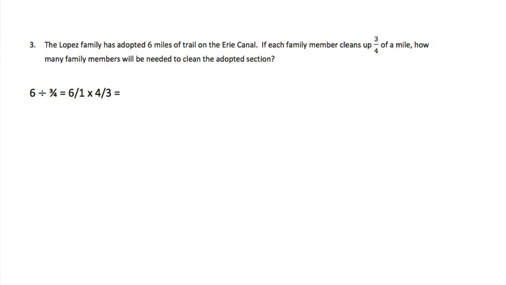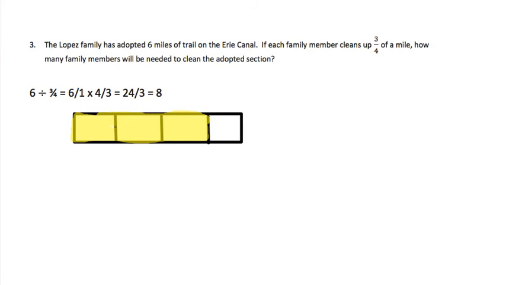We'll show it mathematically following the division rules first, and then we'll model it. 6 divided by 3/4 can be changed to the multiplication equation as 6 over 1, which is just taking the whole number 6 and putting it over 1. That's how we make it into a fraction. Times the reciprocal of 3/4, which means you take that fraction and you flip it, 4/3. Then we'll multiply the numerators, 6 times 4, which is 24, and the denominators, 1 times 3, which is 3, and then simplify that final answer. 24 divided by 3 is 8. So we expect to need 8 family members when we draw the model.